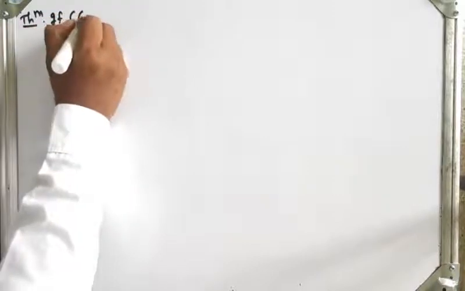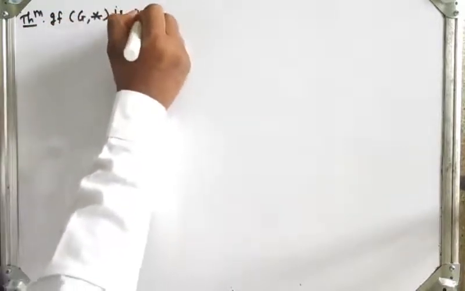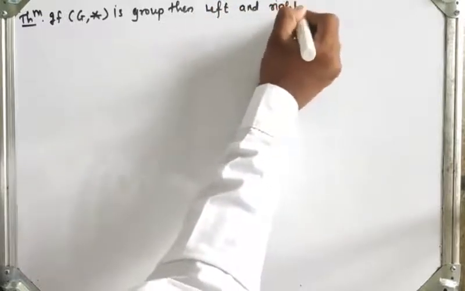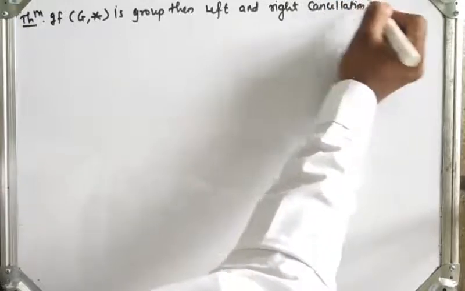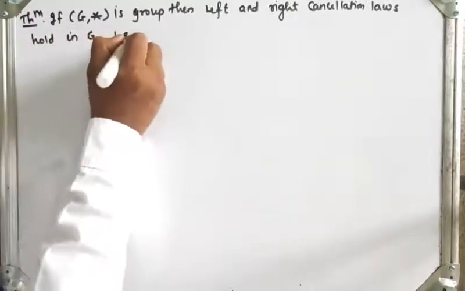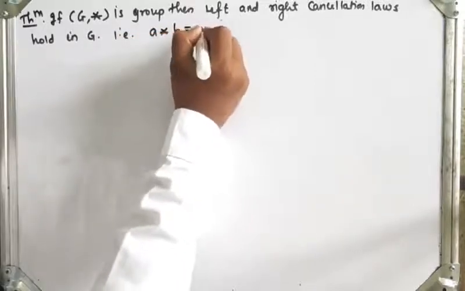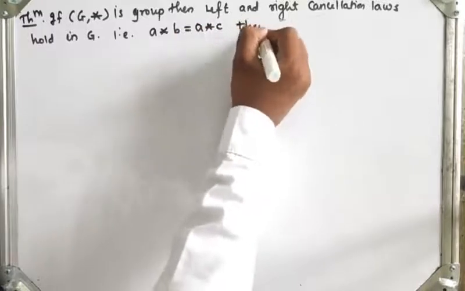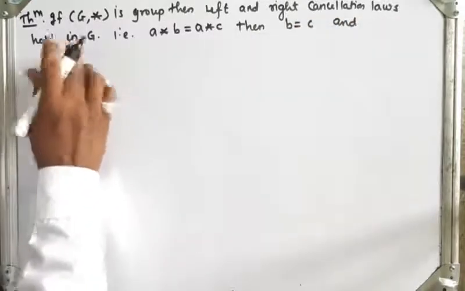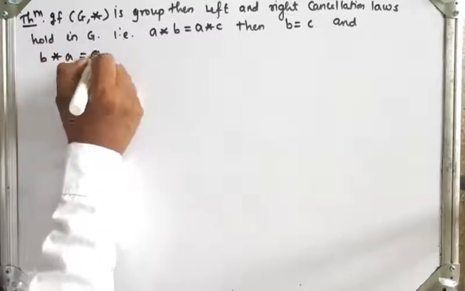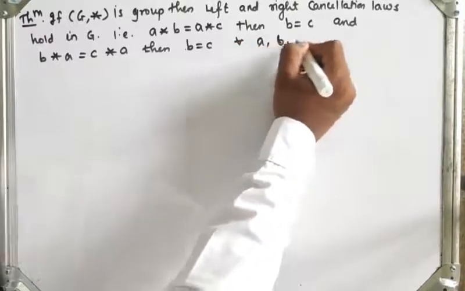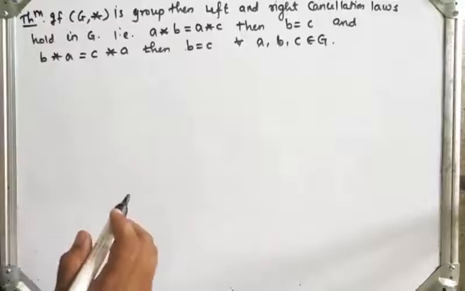If G under binary operation star is a group, then left and right cancellation laws hold in G. That is, if A star B is equal to A star C, then B is equal to C, and if B star A is equal to C star A, then B is equal to C, for all A, B, C belonging to G. So we have to prove this theorem.